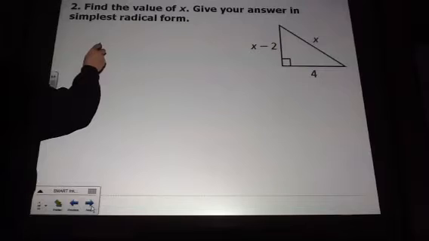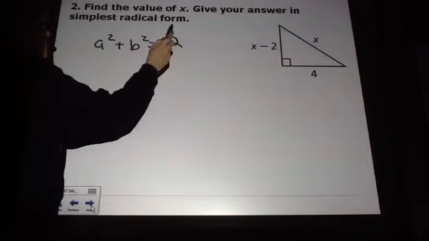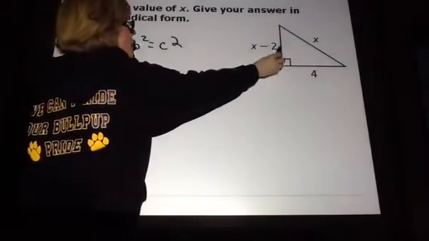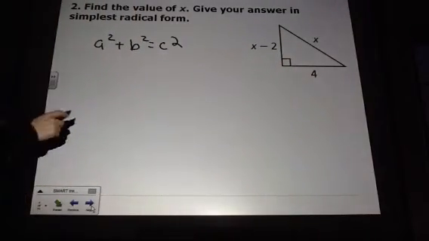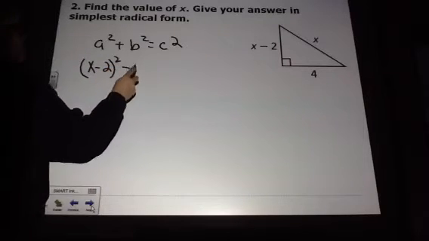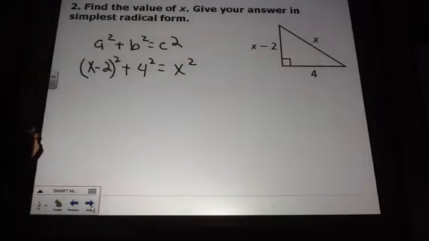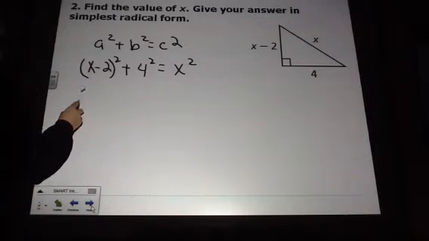Again, Pythagorean Theorem. We have a right triangle. This is the included angle in your two legs. So we have one leg squared plus that second leg squared equals your hypotenuse squared. Okay, let's simplify.